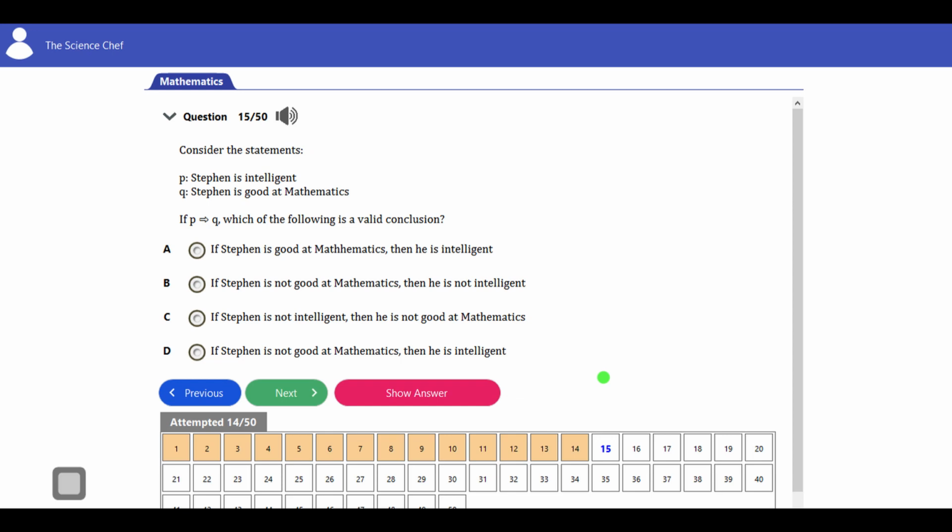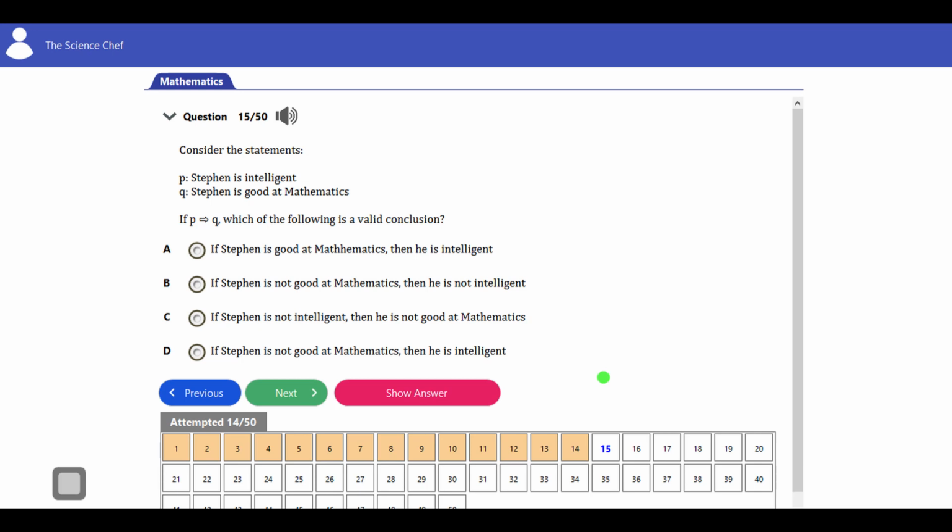The next question, question 15, says consider the statement. P says Stephen is intelligent, while Q says Stephen is good at mathematics. If P implies Q, which of the following is a valid conclusion? This question is on logic. So if P implies Q, in other words, Q depends on P. So if Q depends on P, it means that for Stephen to be good at mathematics, Stephen must be intelligent. That's what that statement means, right? Because Q depends on P.